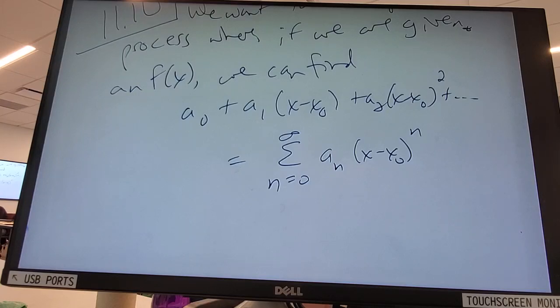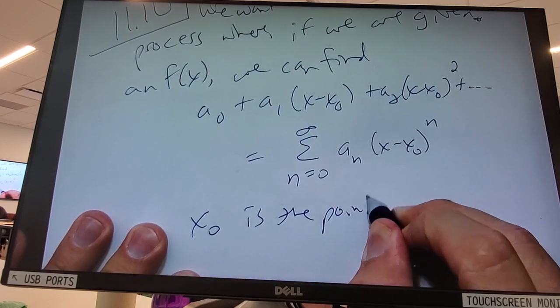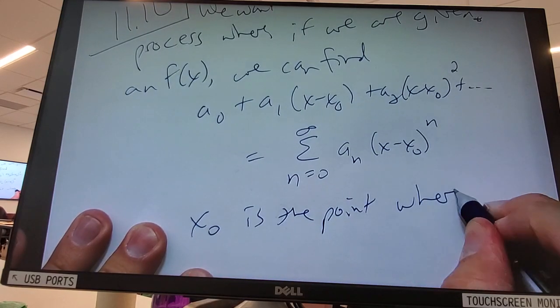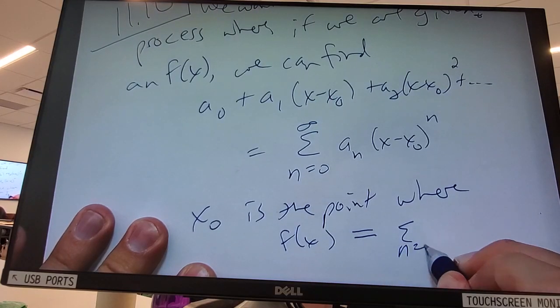We want to get a process where if somebody gives me a function, I can find that representation of the function. X naught, real quick, is the point where f of x exactly equals this, no matter what.